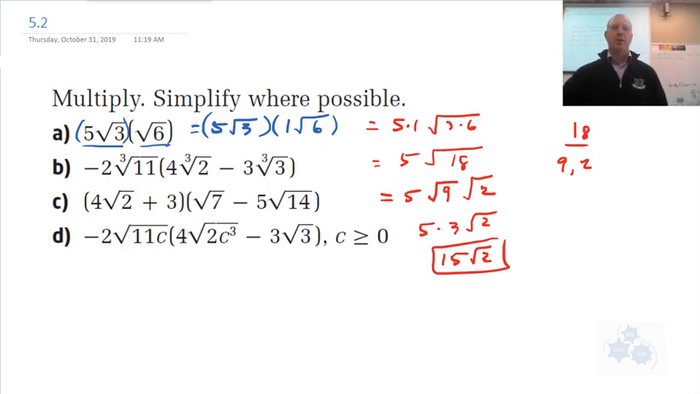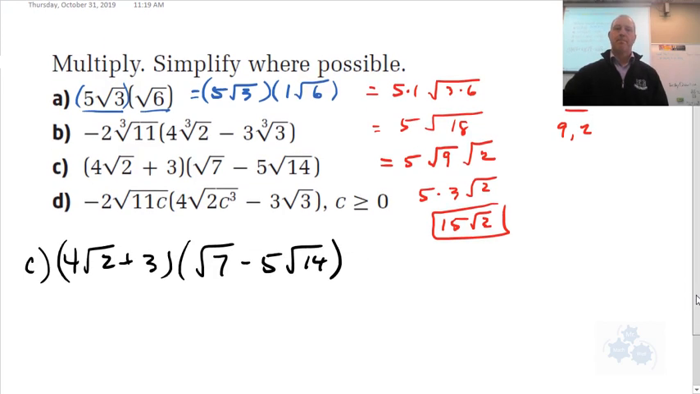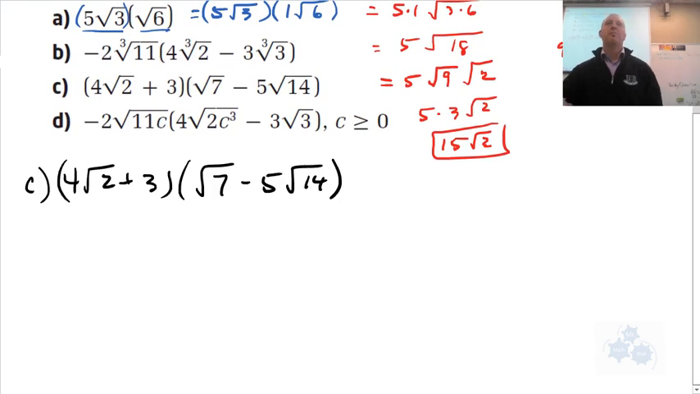Okay. What about C? Let's take a look at C. So C is, and I'll rewrite it here, (4 root 2 + 3)(root 7 - 5 root 14). We have a binomial times another binomial. When you multiply binomials, remember you have to distribute twice, or use the FOIL method. Some of you like the FOIL method, remembering that.